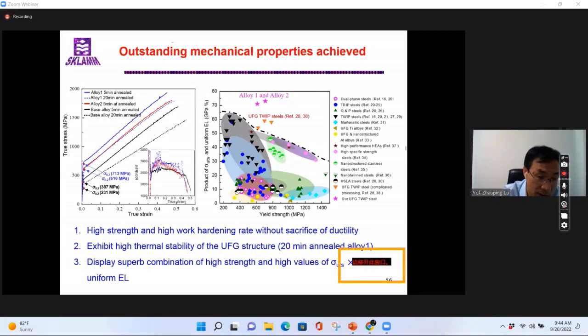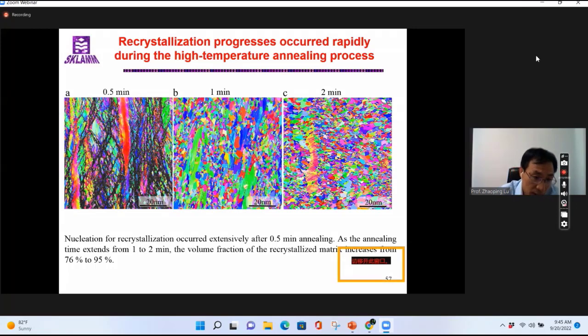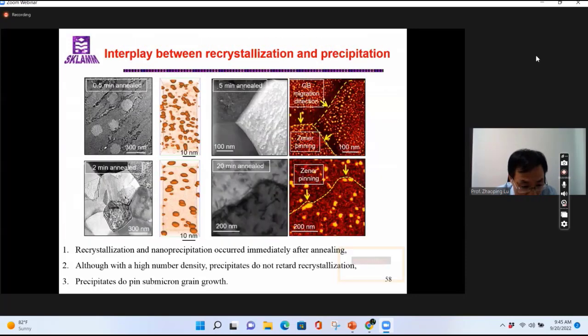To our surprise, the work hardening capability became more pronounced and the ductility is even increased. So this material shows the best product of strength and ductility, accomplished 95%. So here shows the interplay between recrystallization and precipitation. The precipitation did not interfere with the recrystallization process, and the image on the right shows the pinning of the grain boundary. So that indicates the precipitates do pin the submicron grain boundaries.